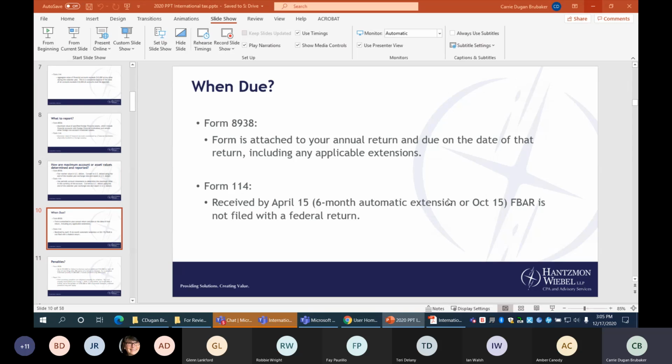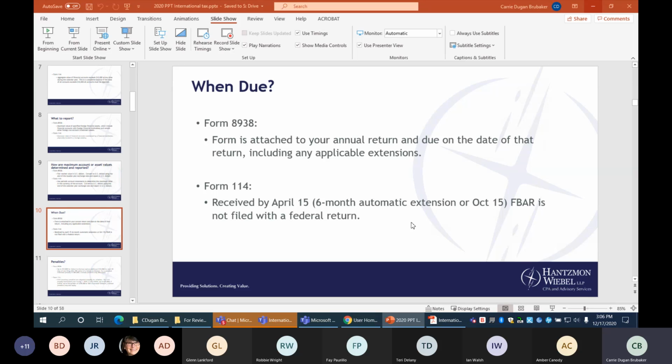All right, so when are these forms due? Where do they go? The 8938 form goes with your individual tax returns, so those are due, including extensions, whenever your return is due. The Form 114, you have an automatic extension, so it's due April 15th. Again, not going to the IRS, but it can have an automatic extension to October 15th.